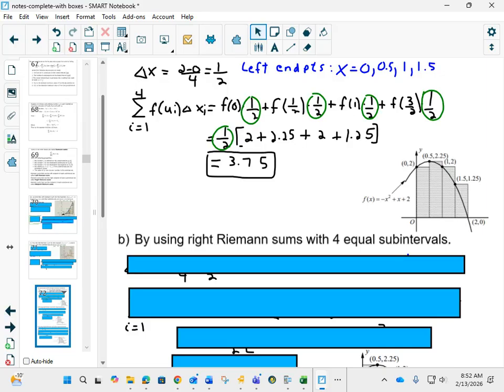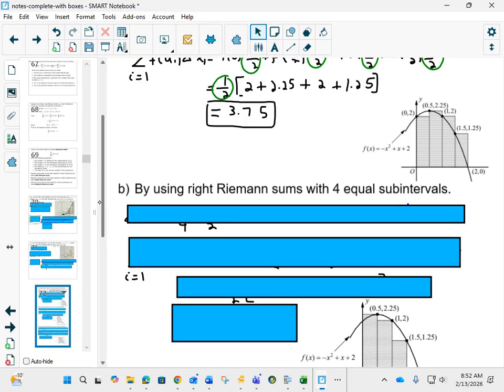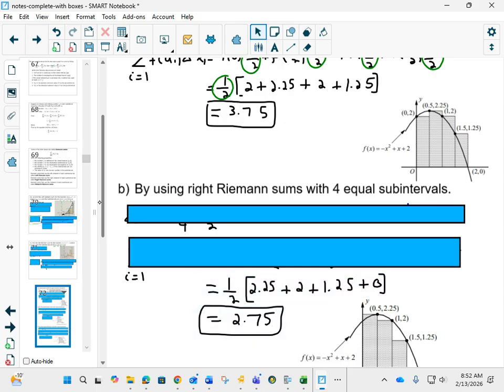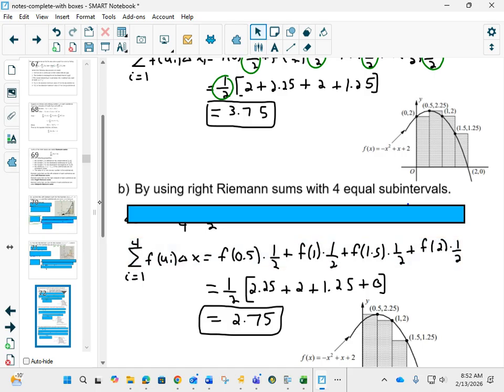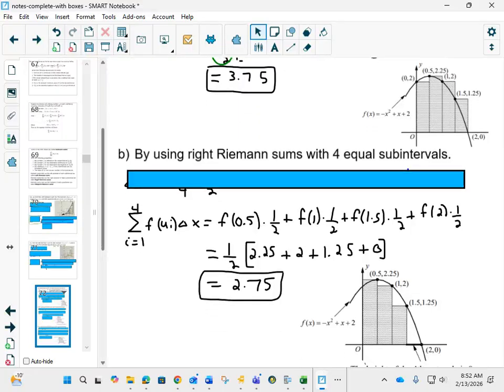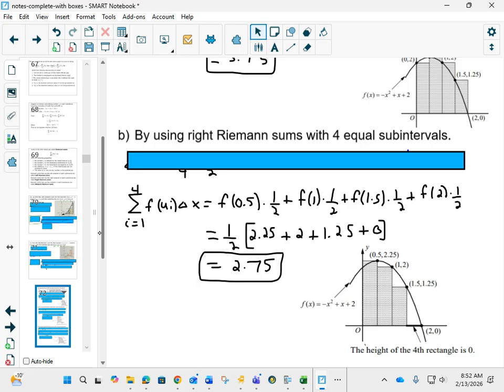Write the Riemann sum with 4 equal subintervals. So now we want to do the right side. Okay? You're going to get 2.75. I'll show this one. Save you some writing. Let's scroll down if you like to draw the picture. That one looks like an underestimate.